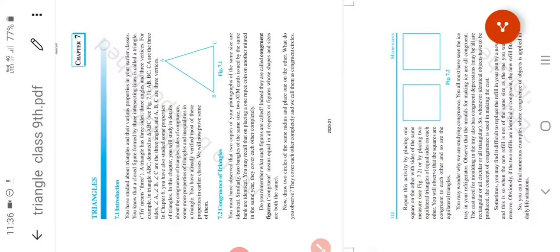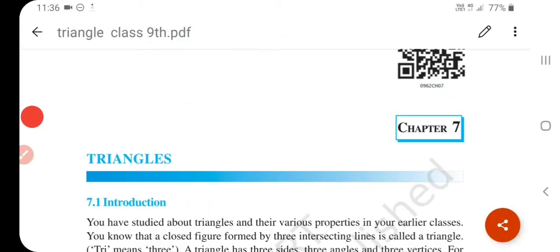So according to the side of a triangle, we classified the triangle into three parts, according to the length of their side. First of all, scalene triangle has no side of equal length. Isosceles triangle has two sides of equal length, and equilateral triangle has three equal sides.